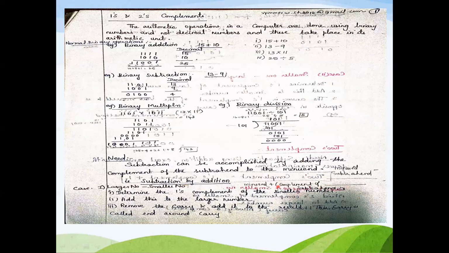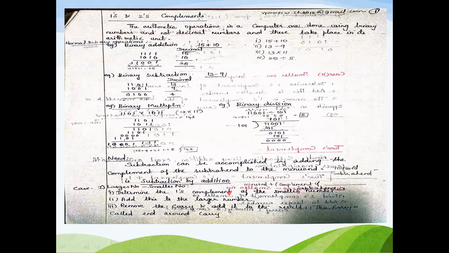First of all, we will discuss about ones complement. In that ones complement, we will have two cases, as with any subtraction. Likewise, in ones complement, we have two cases, whether it is larger number minus smaller number or smaller number minus larger number. When it is larger number minus smaller number, what are the steps we have to follow?